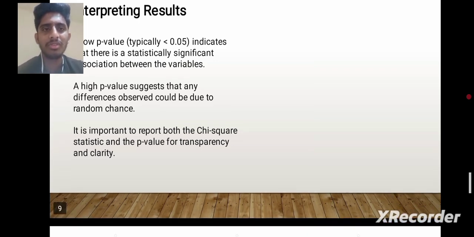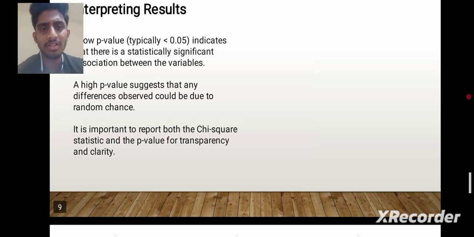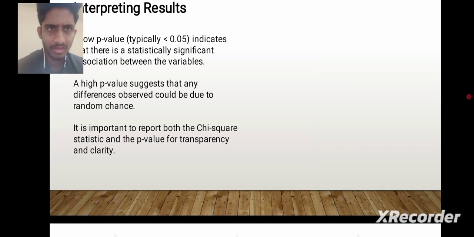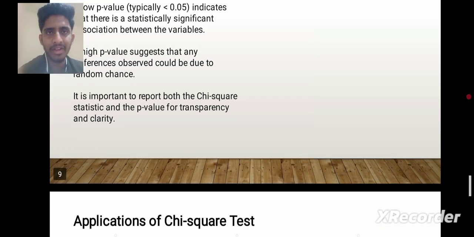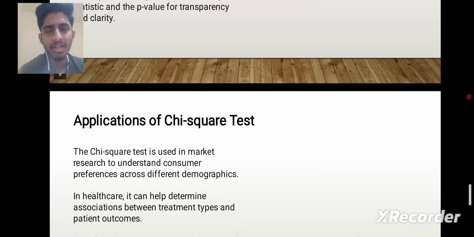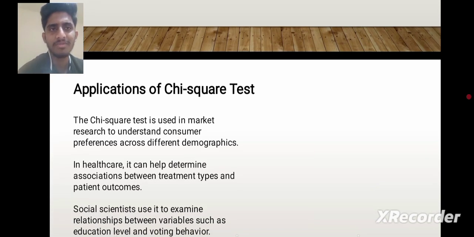It is important to report both the chi-square statistic and the p-value for transparency and clarity. And the next is applications of the chi-square test.